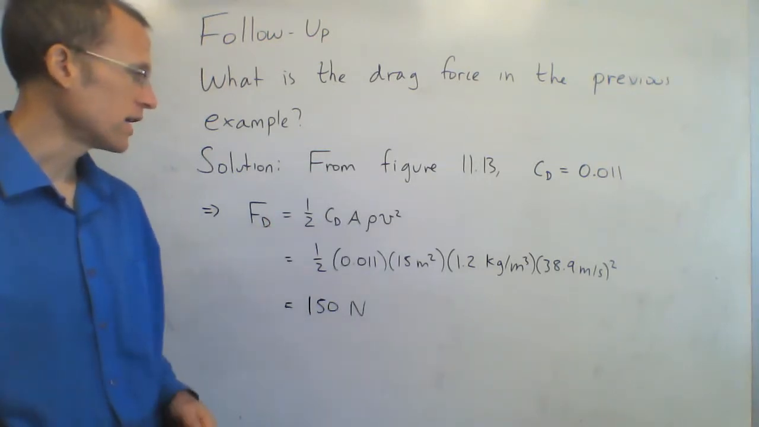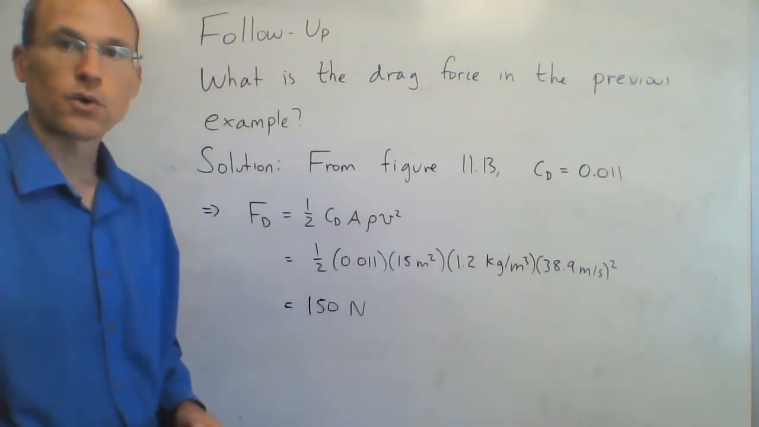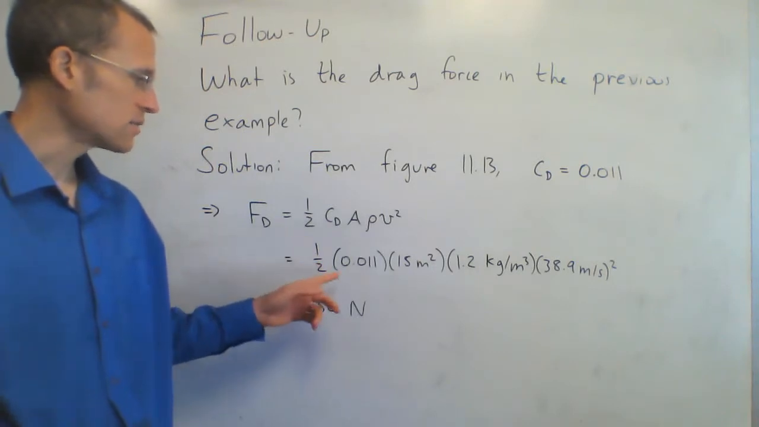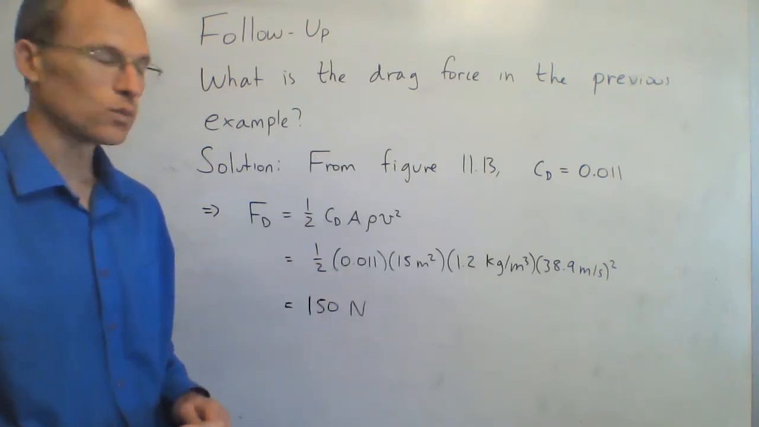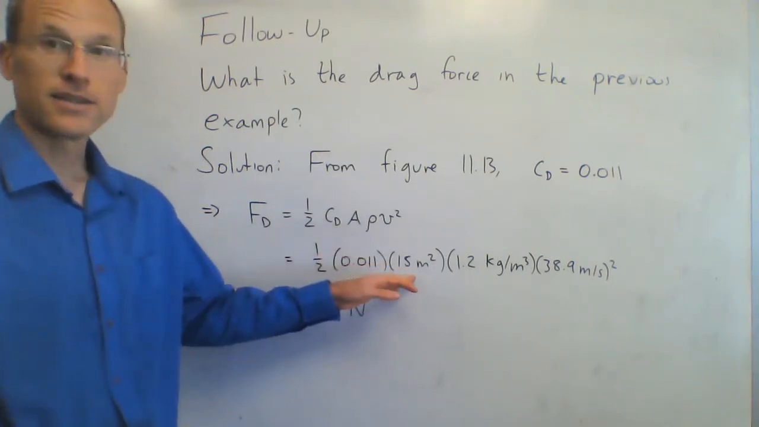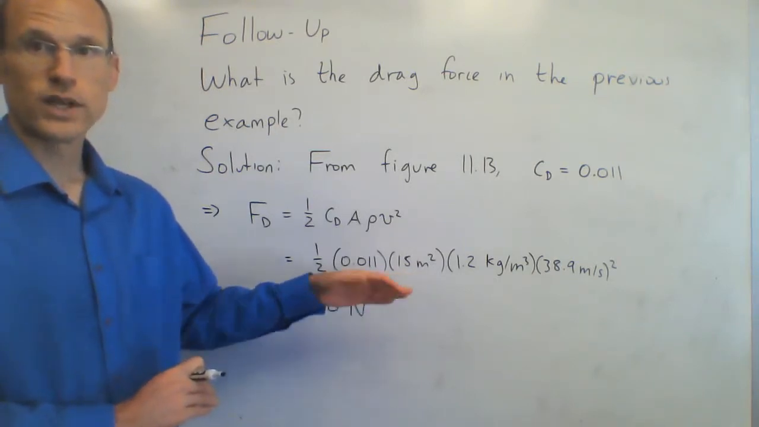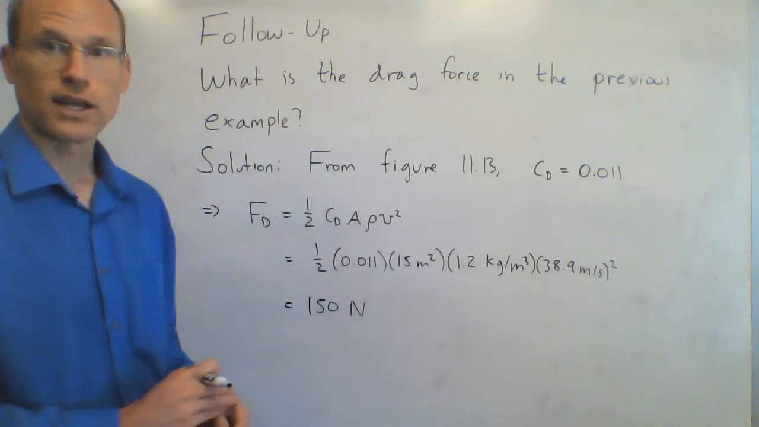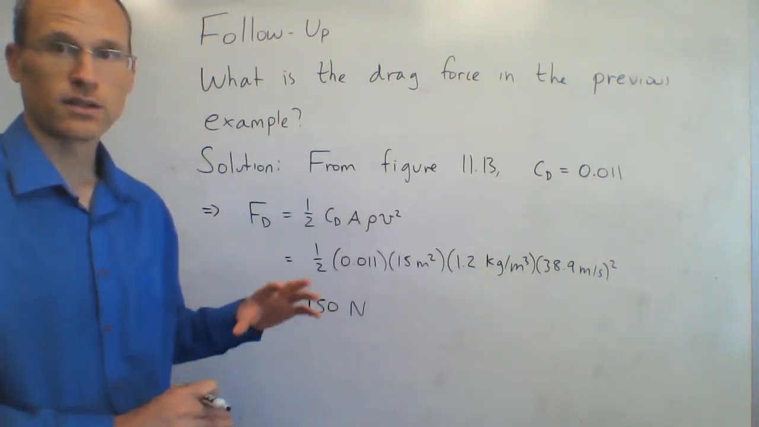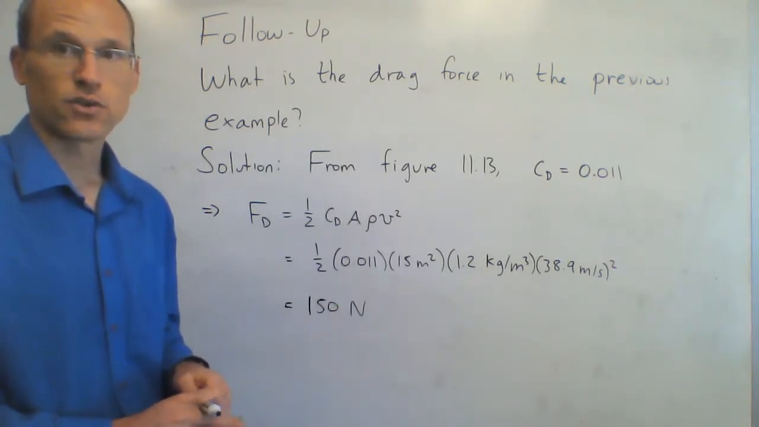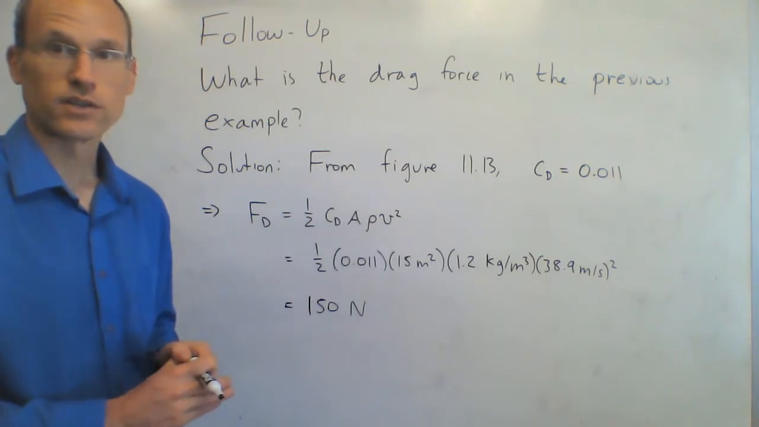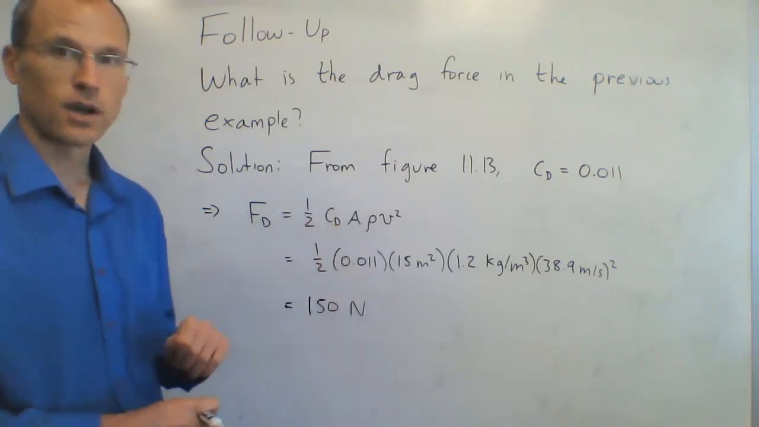My drag force is 1/2 CD area rho v squared. So 1/2 times my CD value, 0.011. Then my area, again, this is the planform area of the wings. Those drag curves for the wings always use the same area as the lift curves, so you don't have to go and calculate wing thickness or anything of that nature. You don't have to worry about different areas.